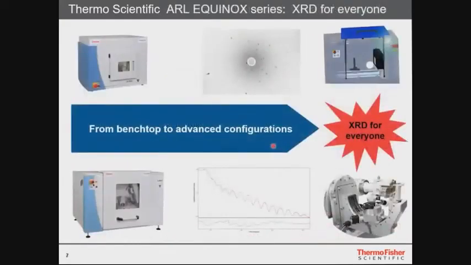So in our XRD portfolio, we can not only offer benchtop instruments, which you can see here, but also more advanced configurations. On the top side, you can see our Laue diffractometer, which I will go into more detail later, and also a 4-circle goniometer. So basically, we are offering XRD for everyone.